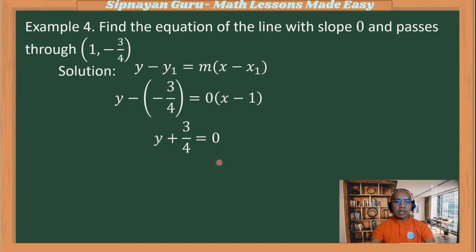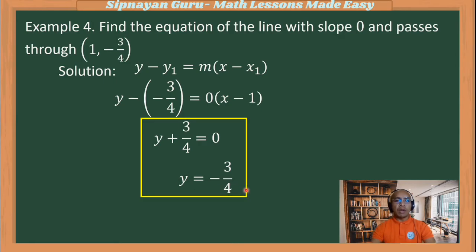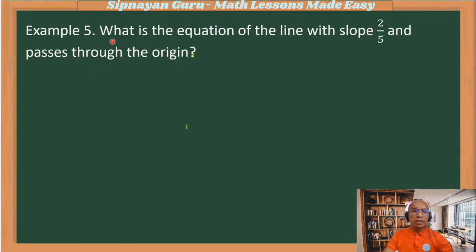So as you can see, this expression is already written into general form because the right side of the equation is 0. If we opted to write this one into standard form, just transpose the constant to the right. So that would be y equals negative 3/4. So this is the equation of the line with the slope 0 and it passes through point 1 and negative 3/4. Now let's have example number 5.